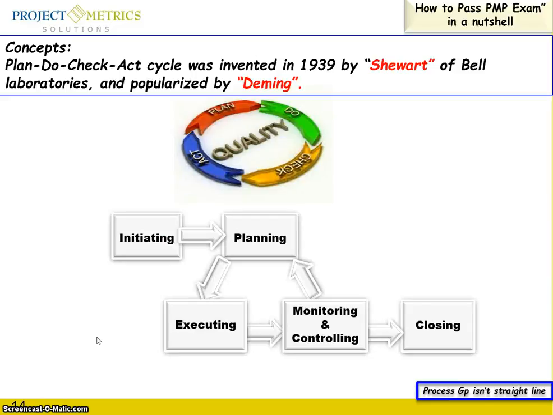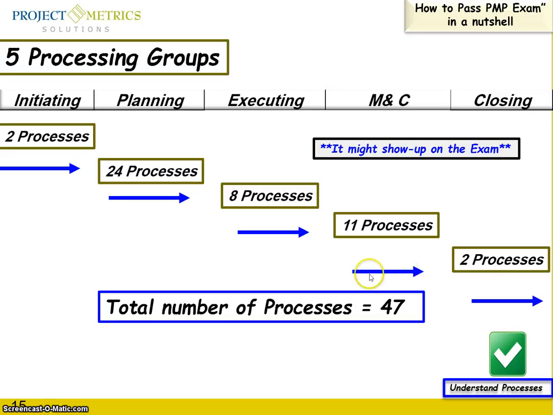You know the concept of Plan, Do, Check, Act, coined by Shewhart in 1939, the guy who used to work in Bell Laboratories, and it was popularized by Deming. And you know, the five process groups are not in a straightforward line, but in a cycle. All right, it is not straightforward.